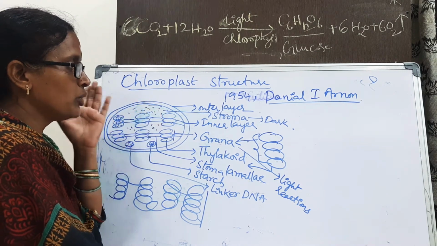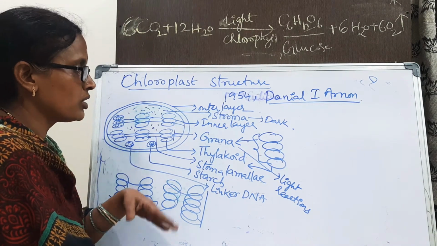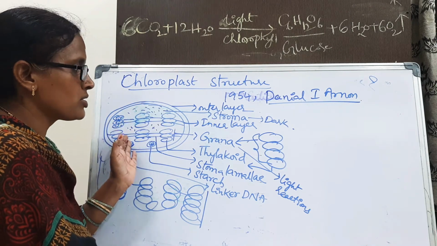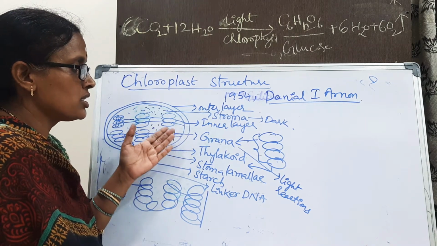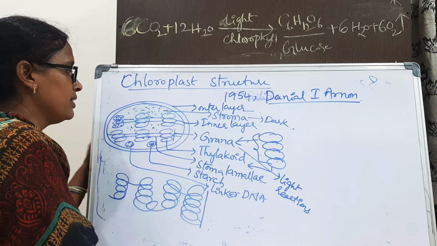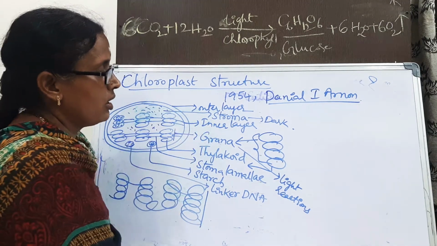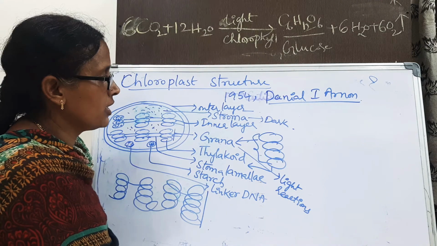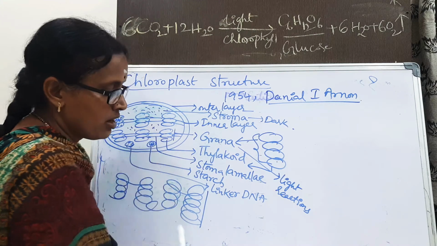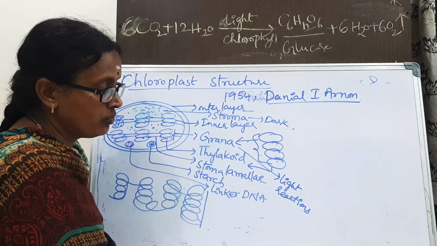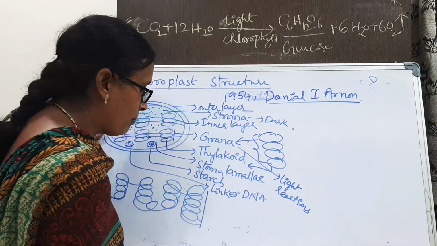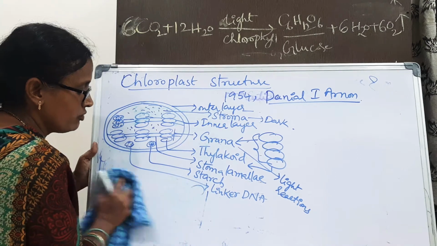It consists of two outer layers: the outside layer is the outer layer, and next is the inner layer. Inside, a third layer forms sac-like structures known as the grana. A single one is known as a thylakoid, and they are connected by the stroma lamellae, and the inside fluid is known as the stroma. Dark reactions take place in the stroma, and light reactions take place in the grana of the thylakoid. This is the structure of the chloroplast.